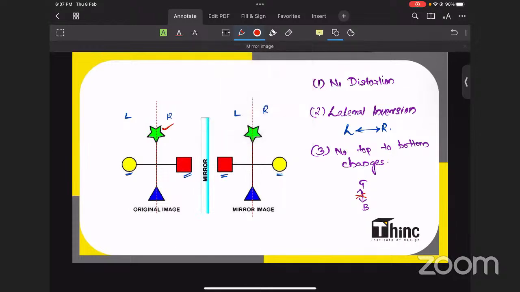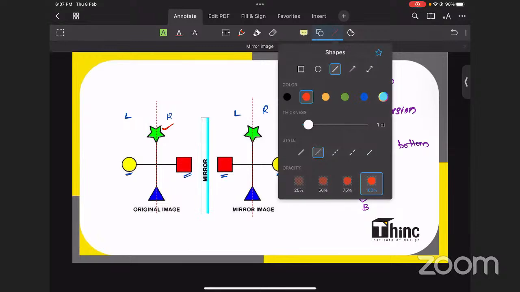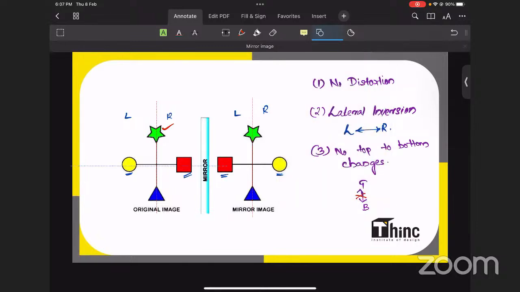For a better understanding, I will divide this figure into two. You can see here, I just divided that figure into two parts. So this is top and this is bottom. Here, the star is at the top, and it is still continuing at the top. The triangle is at the bottom, and it is still at the bottom. So there are no top to bottom changes.